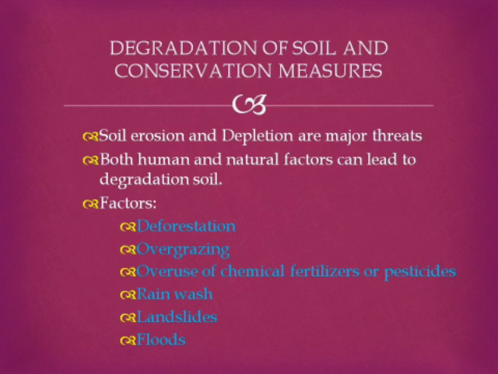So what are the factors affecting the soil? Deforestation, overgrazing. Overgrazing means what? Excessive grazing. Overuse of chemical fertilizers and pesticides, rainwash, landslides and floods.